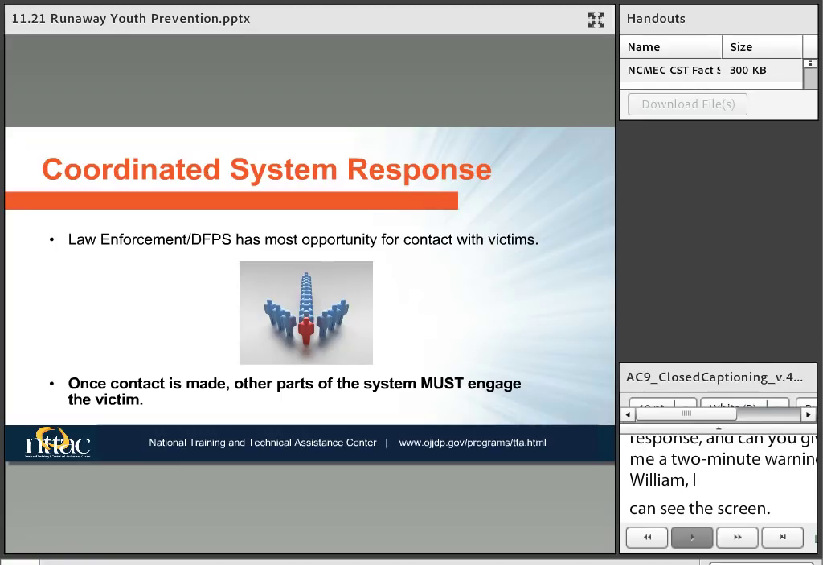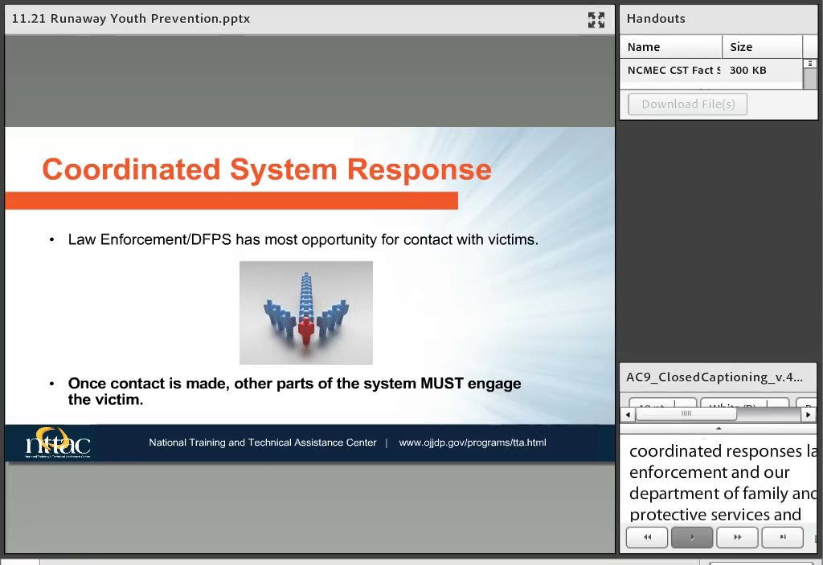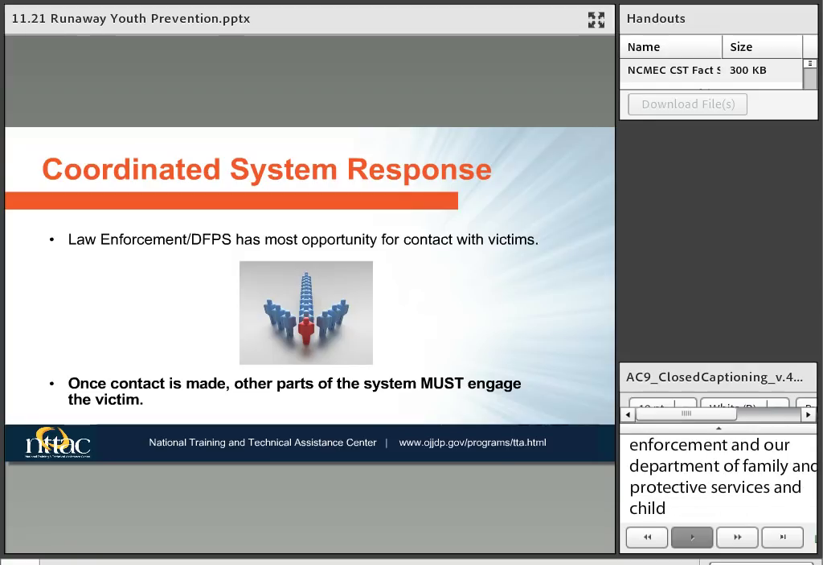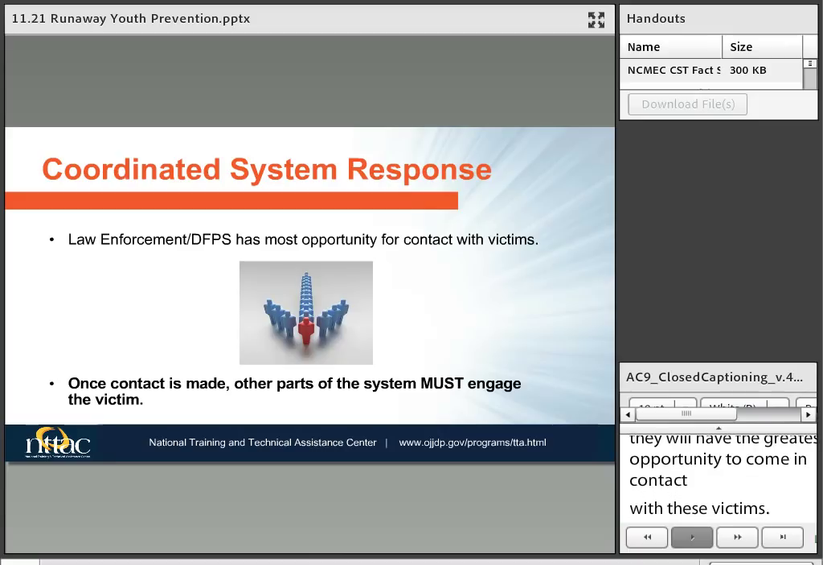Part of that coordinated response is law enforcement and our Department of Family and Protective Services, Child Protective Services groups. They're going to have the greatest opportunity to come in contact with these victims. And when they come in contact with them, it is incumbent, and that's why that coordinated response is so important, that once that contact is made, other parts of the system must engage the victim.